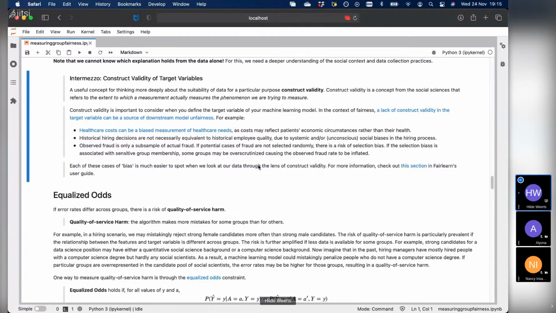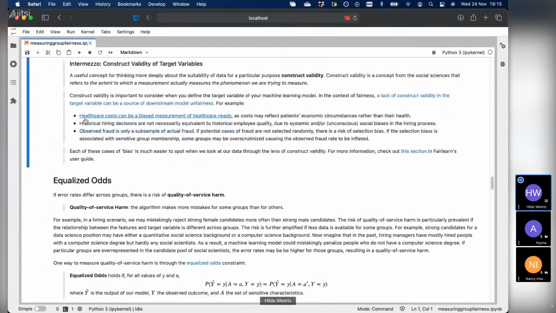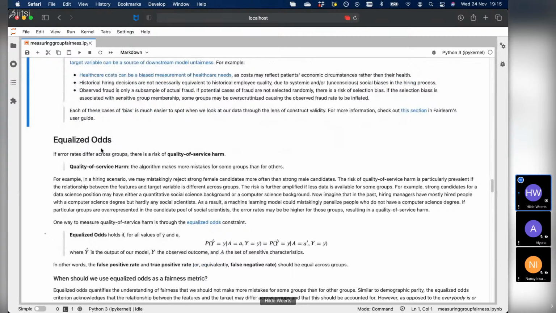But generally speaking, I think it's just a very important concept that as data scientists, we sometimes forget because we just get a data set and then we just take that as the ground truth. But it can be a very, very valuable process to first consider this idea of construct validity of the data that you have, whether you collect it yourself or not. So this was a nice little intermezzo.